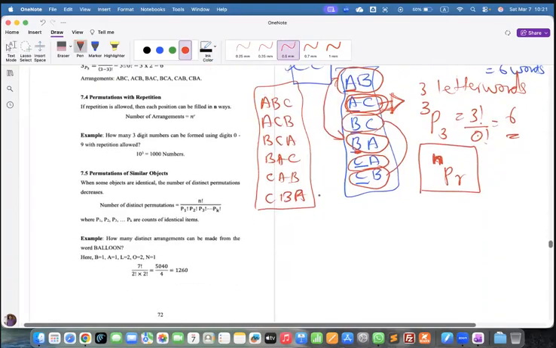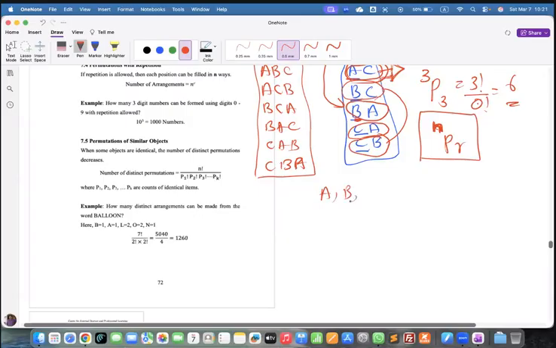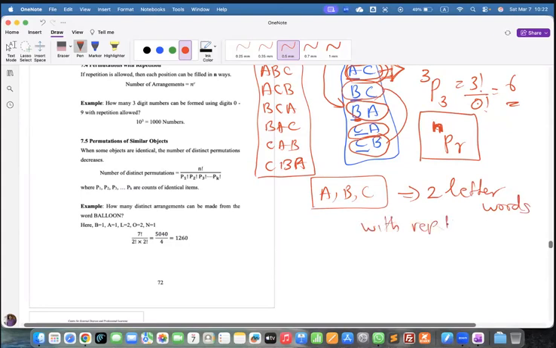Okay, the same question, right? I will explain. You have 3 letters A, B, C, and you need to make 2-letter words with repetition. With repetition in the sense, AA is also possible, BB also possible, CC also possible. This is what with repetition means. This way is also possible.